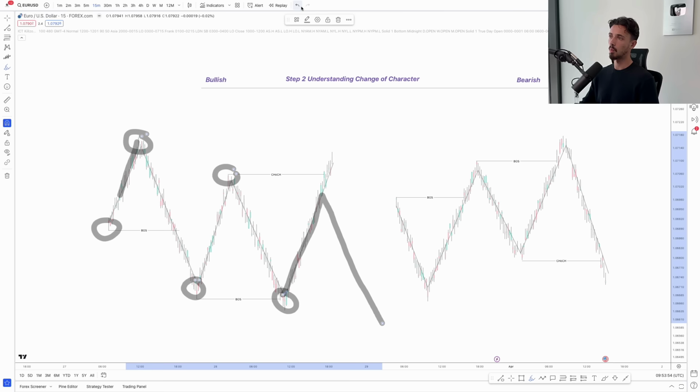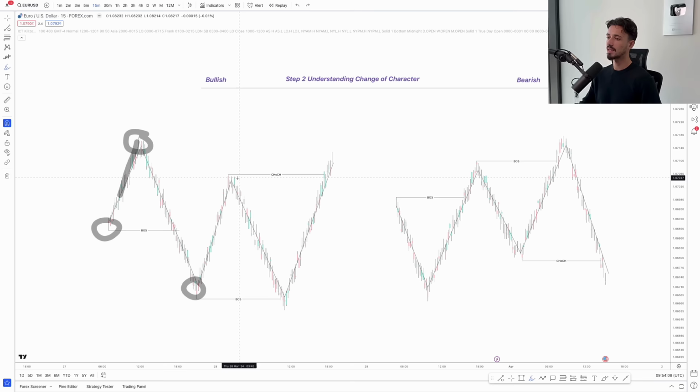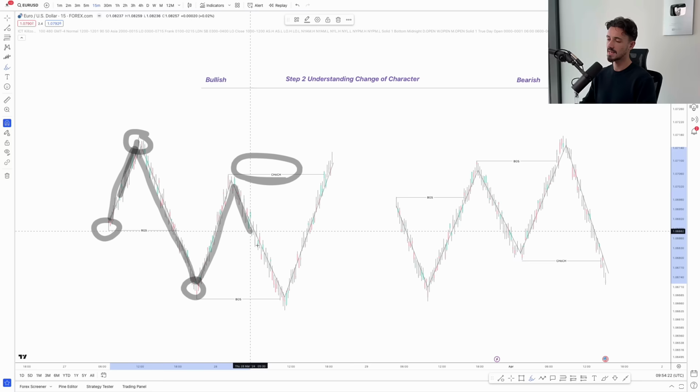Okay, what happens if that fails? If that fails, we will know because this high will get broken. This high should never get broken. If this high gets broken, that is a change of character. And the moment that high gets broken, you shift your bias from looking at shorting the market, because you're expecting price to go down, to longing the market, because you are expecting price now to likely continue trading higher. That is the change of character, going from one direction, in this case bearish, to the other direction, bullish.